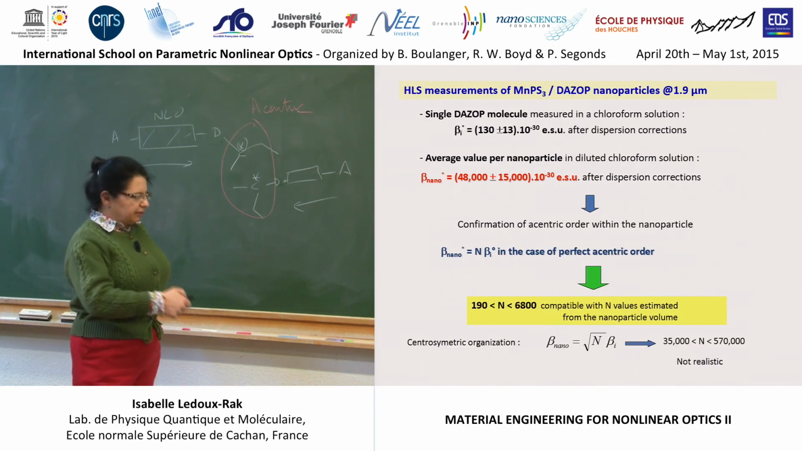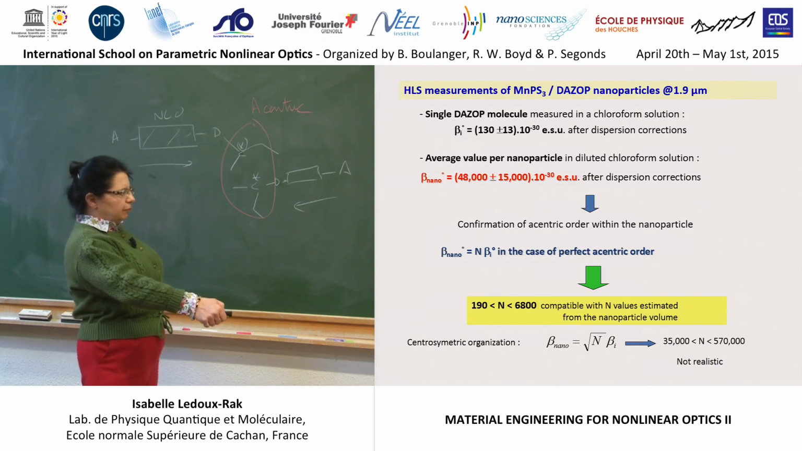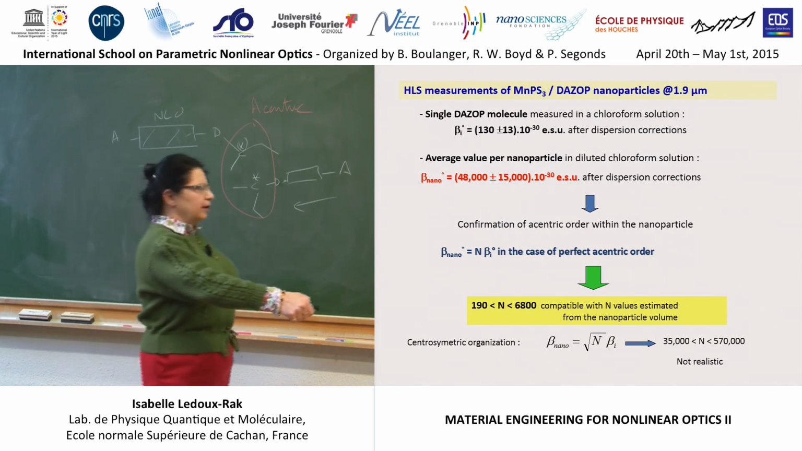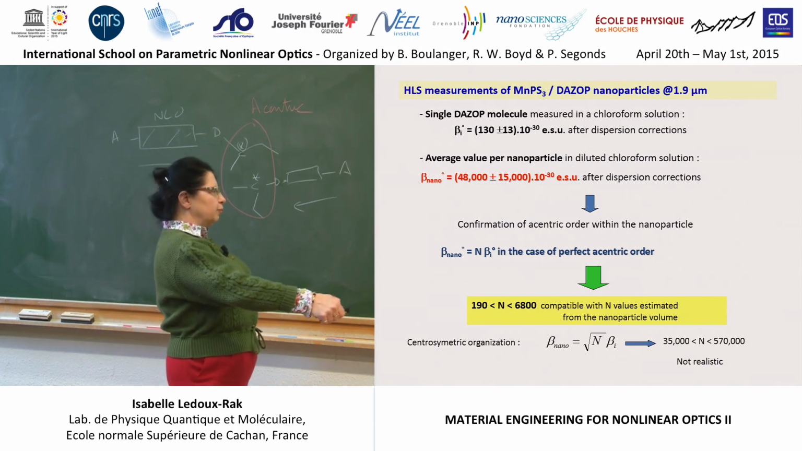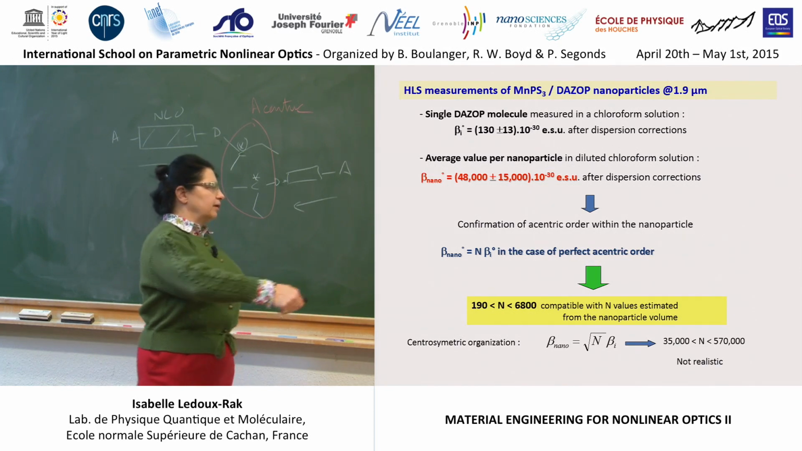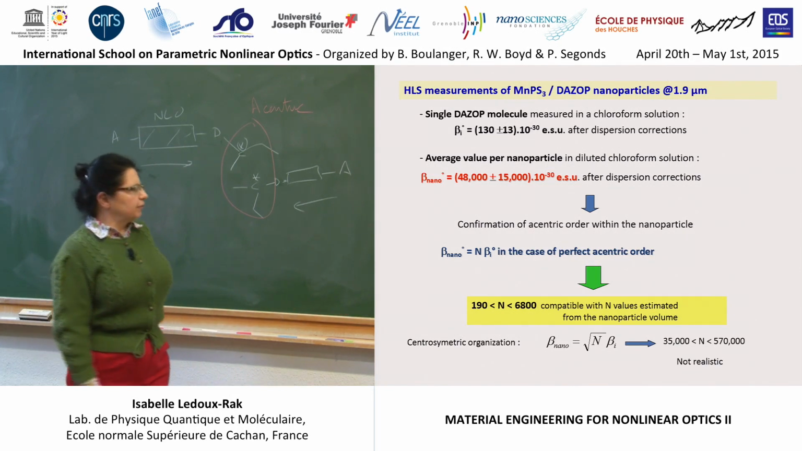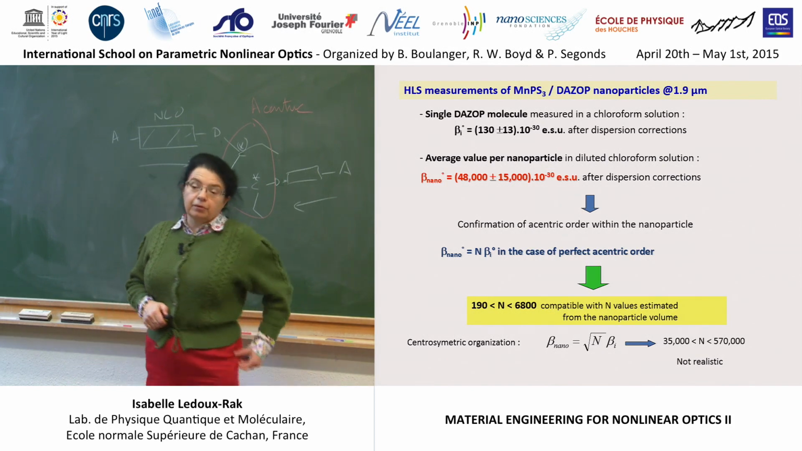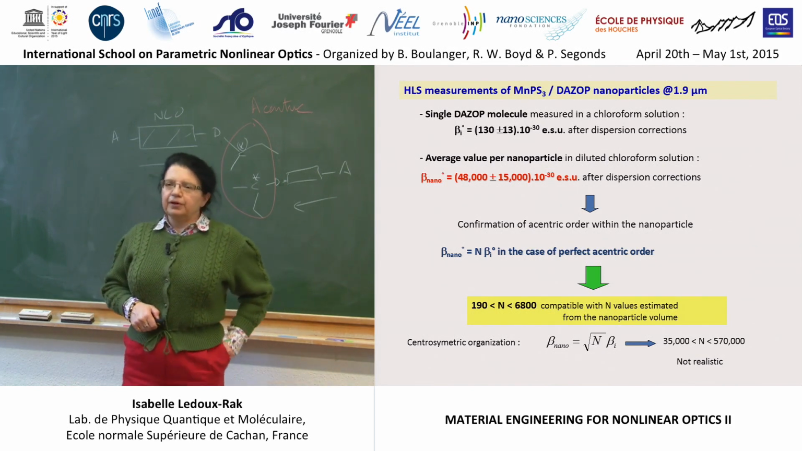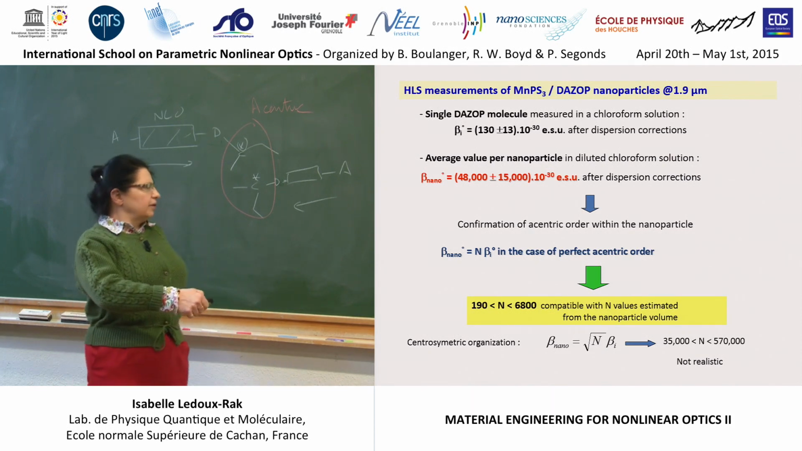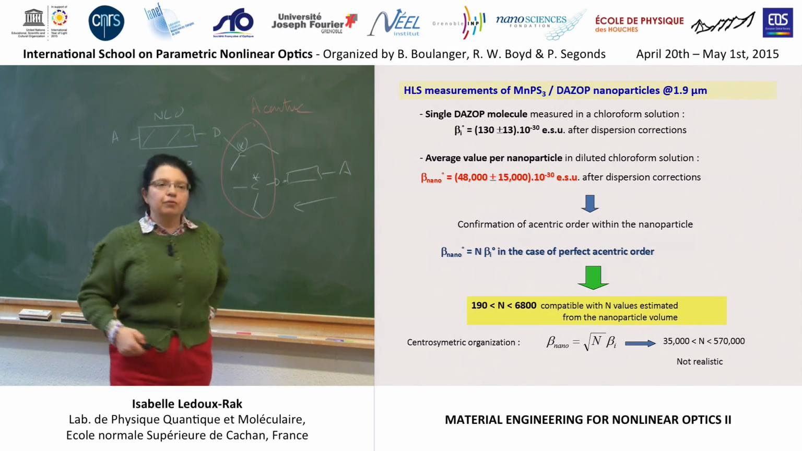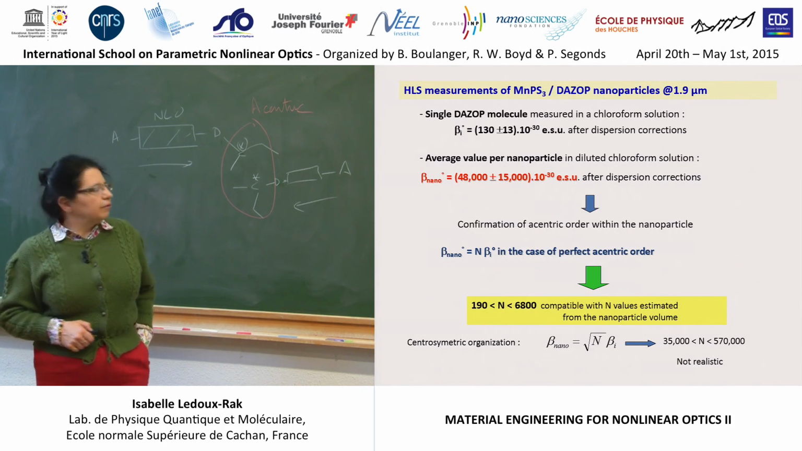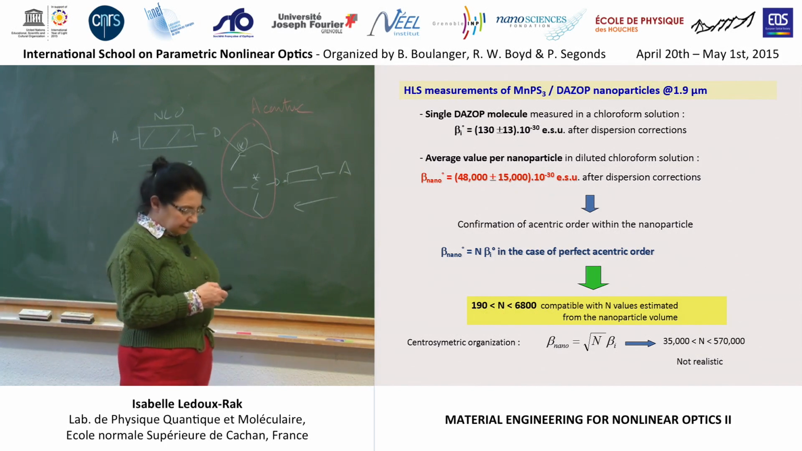And if we had a centrosymmetric organization, we would need a much larger number of active molecules in the nanoparticle to get the same beta of the nanoparticle. So it's not realistic. So it's interesting to see that a relatively simple nonlinear optical setup gives us relatively reliable information about the organization of molecules in the nanoscale.